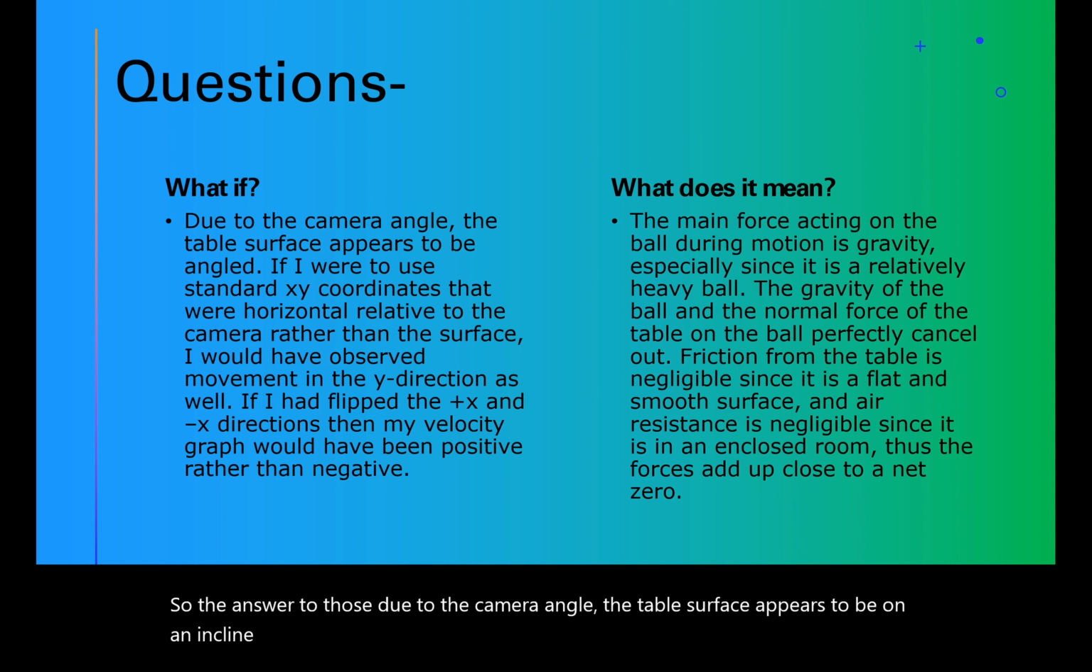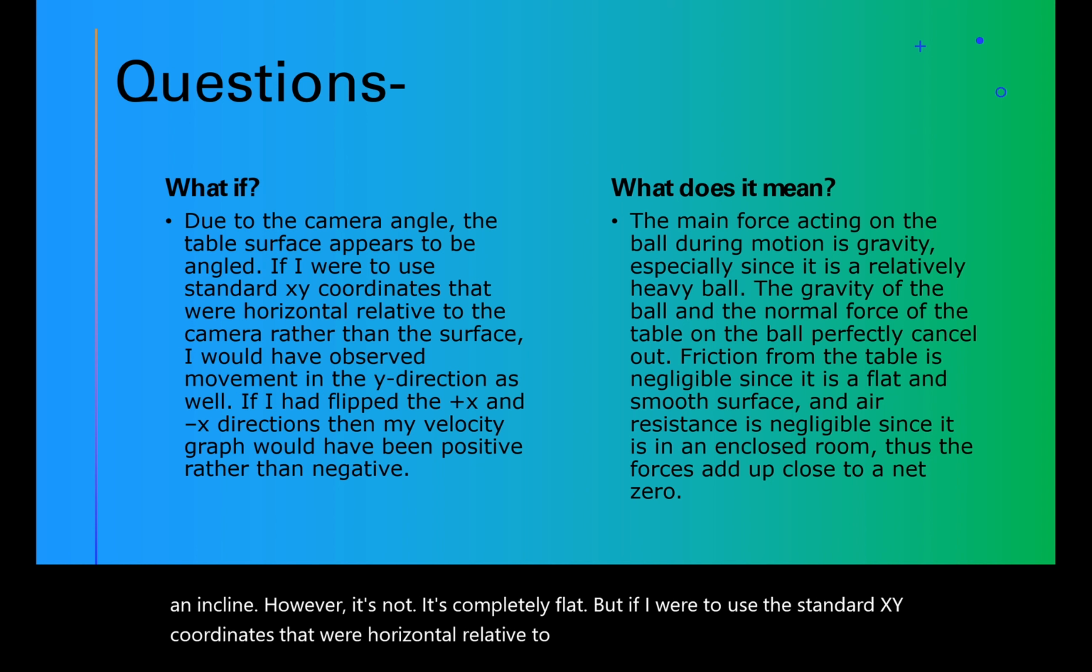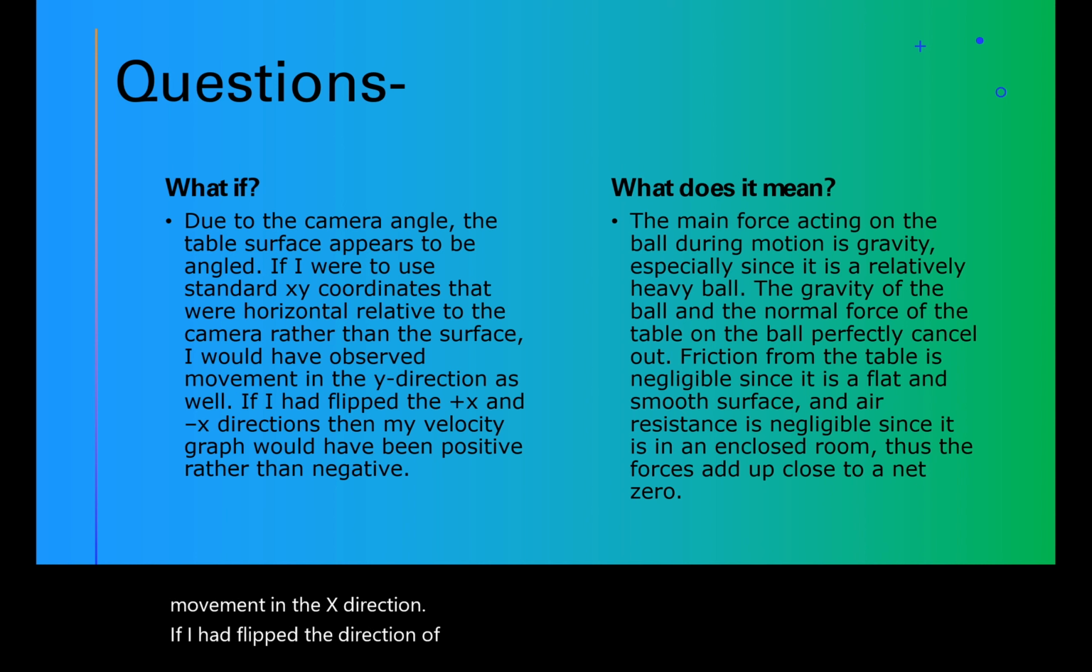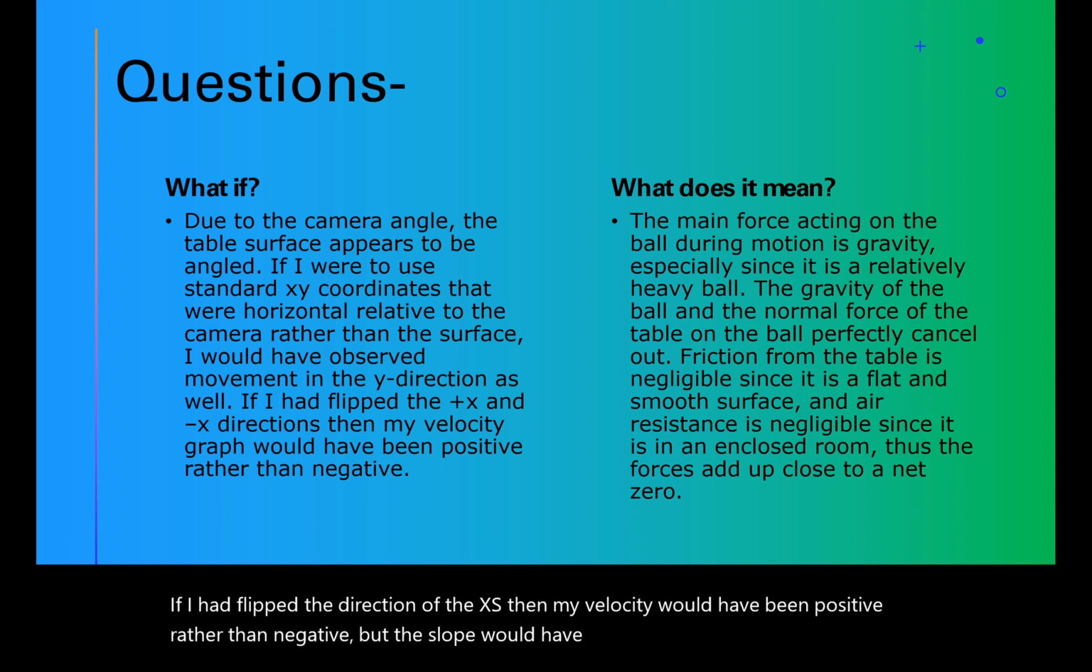However, it's not, it's completely flat. But if I were to use the standard XY coordinates that were horizontal relative to the camera rather than the surface of the table, then there would have been a motion and velocity in the Y direction as well as the X direction. But due to me changing the coordinate system, I only saw the movement in the X direction. If I flipped the direction of the X's, then my velocity would have been positive rather than negative, but the slope would have been the same absolute value.